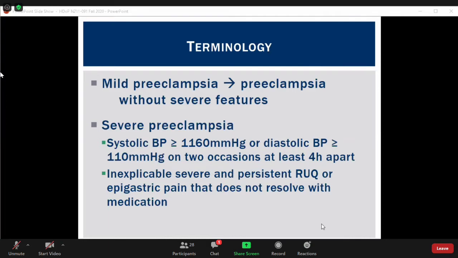This I already mentioned, mild preeclampsia versus severe preeclampsia. There's an extra number here, sorry about that, on this slide. This should be a systolic blood pressure of 160. There's an extra one in here. It should be 160 and the diastolic 110. Sorry about that.